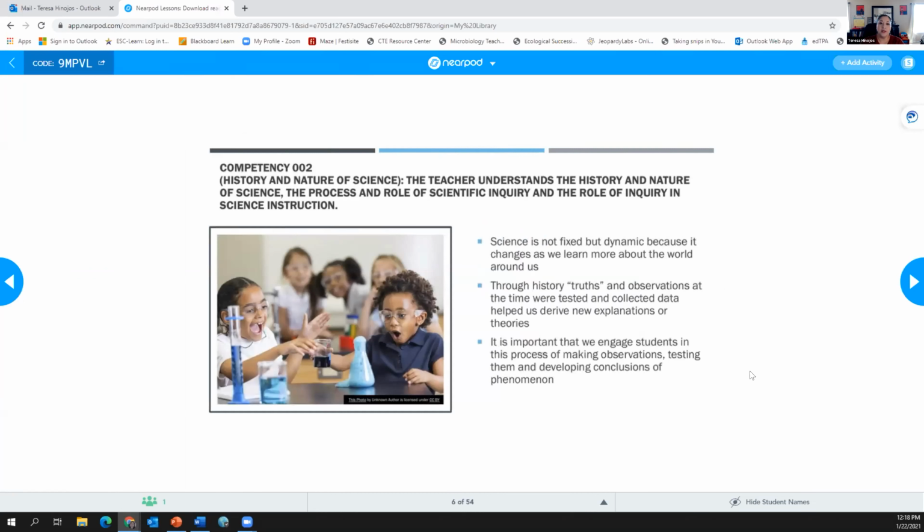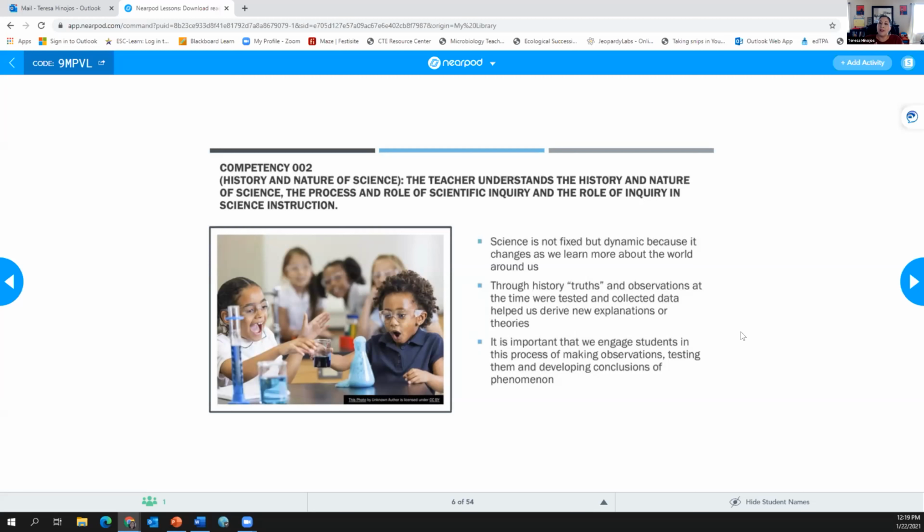Okay, so competency 2 has to do with history and the nature of science, and then the process and role of scientific inquiry. Something that you should know, and that our students should understand, is that science is not fixed, but it's very dynamic. When you think of history or math, there's a definition and this is exactly what it means. With science, it's more like, we have data to show us that this is what we know now based on the data that we have now, but that could change in the future.